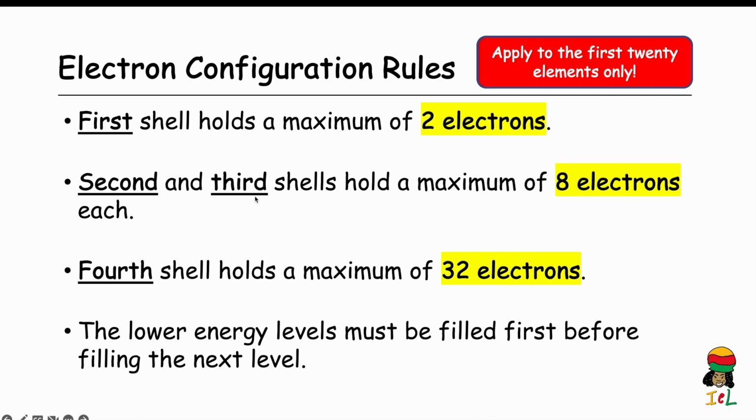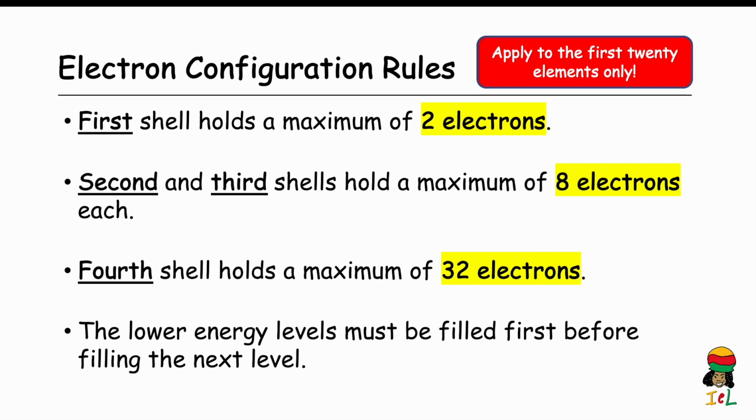However, if you're looking at atoms beyond the first 20 elements, the third shell can hold up to a maximum of 18. But for this course, we will say that the second and third shells hold a maximum of 8 electrons each because we are only dealing with the first 20 elements. The fourth shell can hold a maximum of 32 electrons. When the electron shells of an atom are being filled, note that the lower energy levels must be filled first before filling the next energy level.